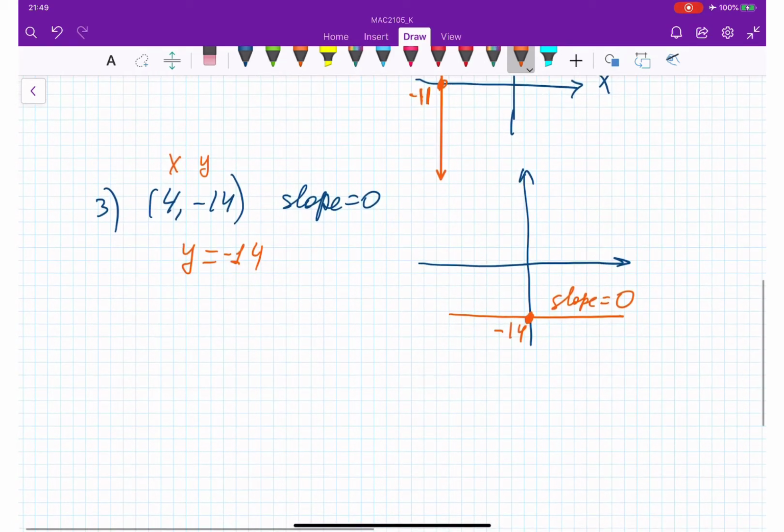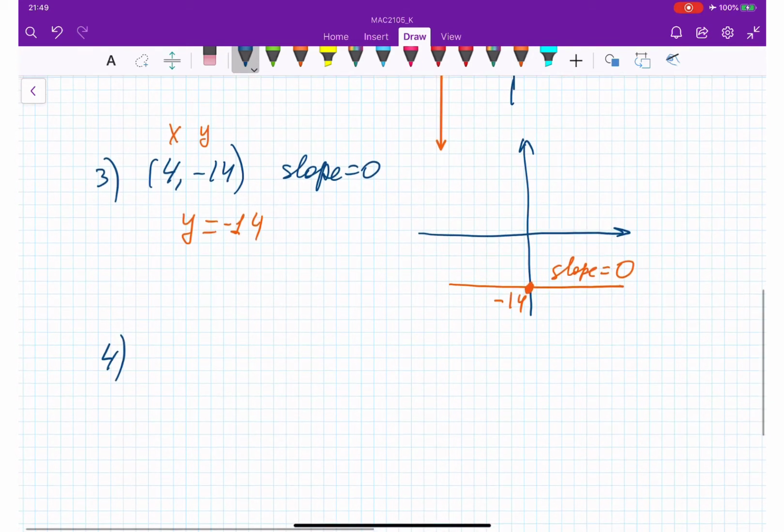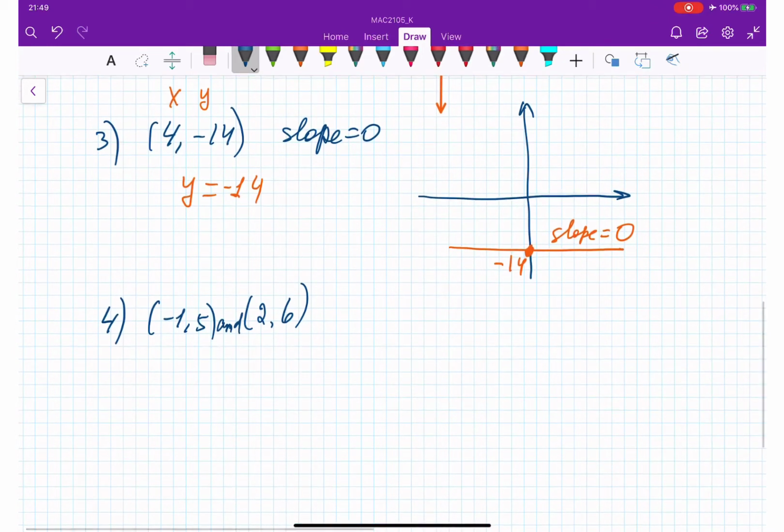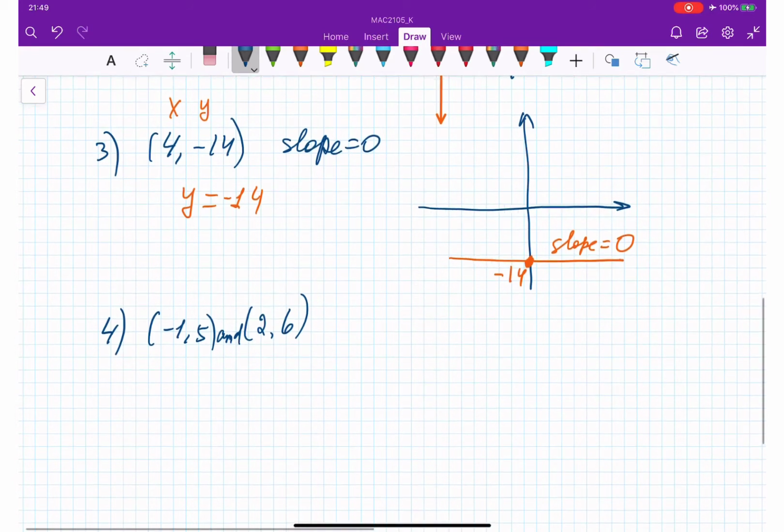Question number 4. Write an equation of the line that passes through points (-1, 5) and (2, 6). 2 points now. We need to write down the equation that represents the line that goes through these 2 points, and it has to be in the standard form.